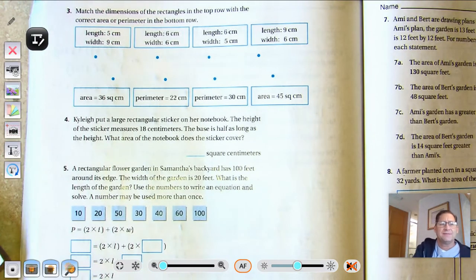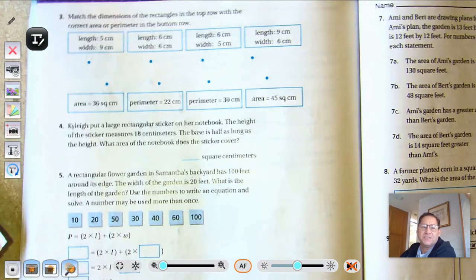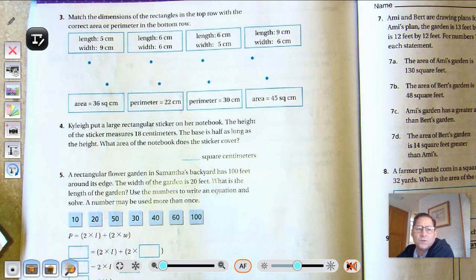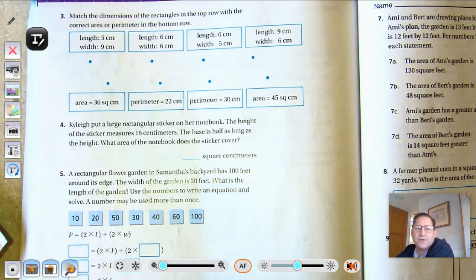All right, number 3. Match the dimensions of the rectangles in the top row with the correct area or perimeter in the bottom row.